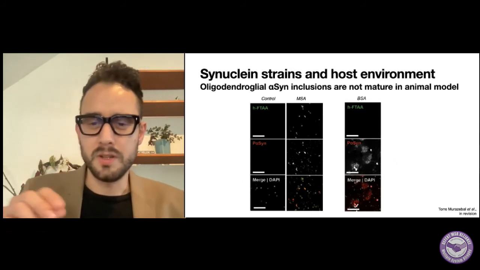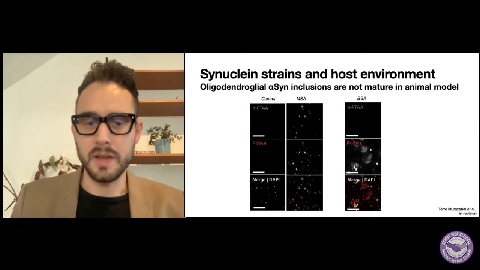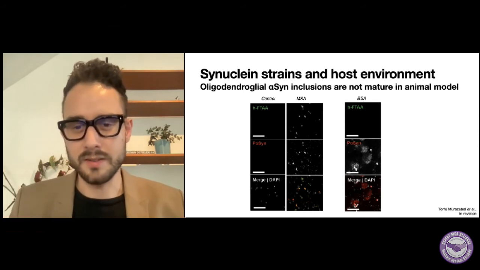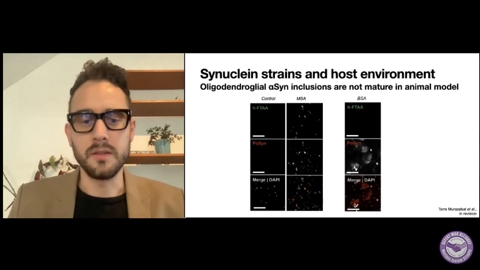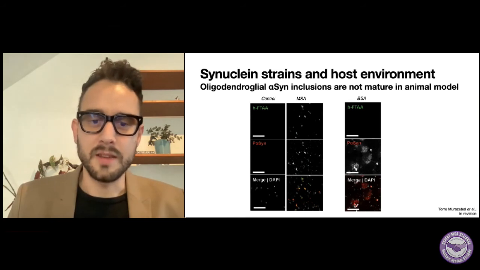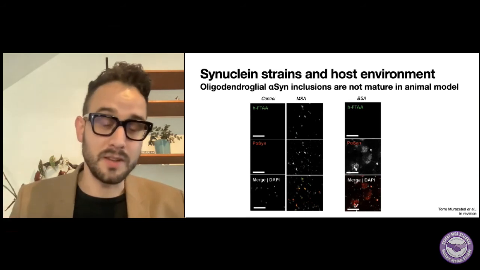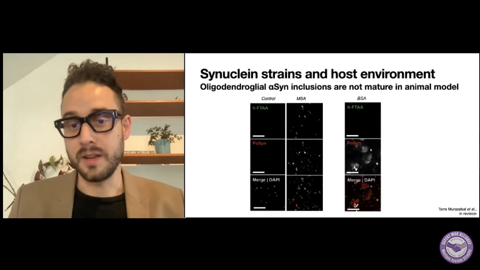So if we zoom in there, at a really high magnification, we can find some dots and some inclusions subcellularly. But if you just compare this with the MSA brain, you can clearly see that there are differences here, and that the type of inclusion and the type of deposit that is being formed is not exactly the same.